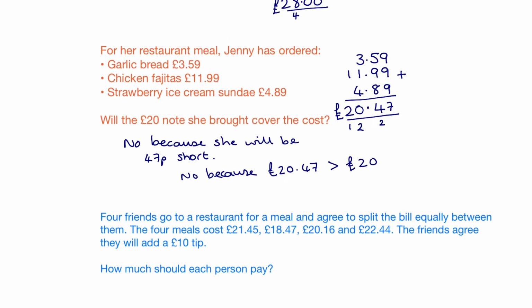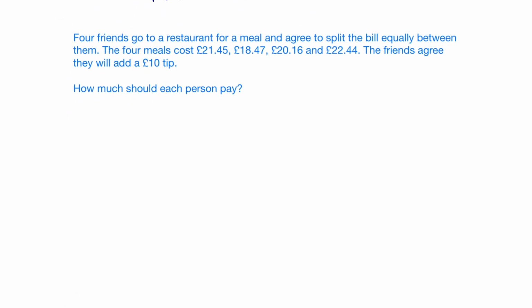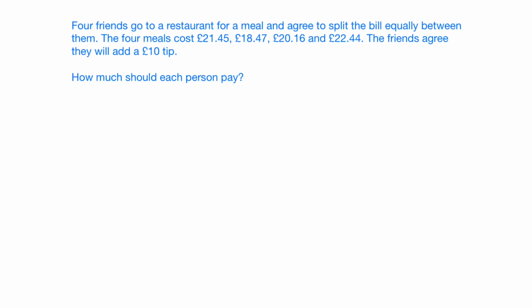Okay, we appear to be staying in a restaurant now. Obviously, I was hungry when I wrote these questions. So, 4 friends go to a restaurant for a meal and agree to split the bill equally between them. Okay, so that's important. The 4 meals cost these amounts. And the friends agree they will add a £10 tip. How much should each person pay?